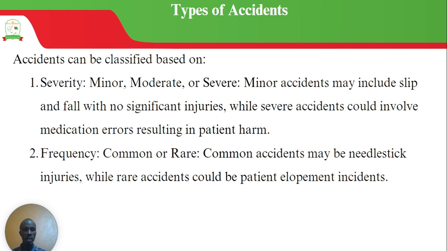But medication errors can result in patient harm. If a given medicine is supposed to be administered via the muscle, or what we call intramuscular injection, and this injection is now mistakenly given IV, or intravenous, through the vein, then it could result in patient harm. Or if a particular patient is supposed to receive a certain drug and they receive a different one because of mistakes that can be made, and it results in their harm, then that will be a severe accident that we are looking at here. So it can be minor, moderate, or severe when we categorize them according to severity.